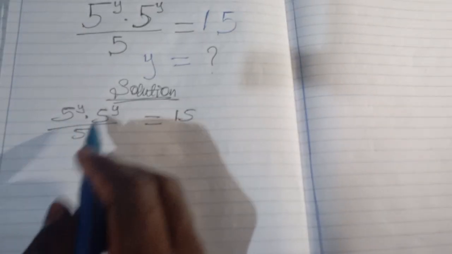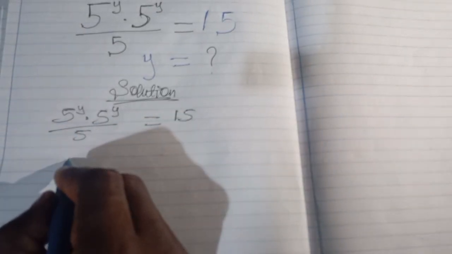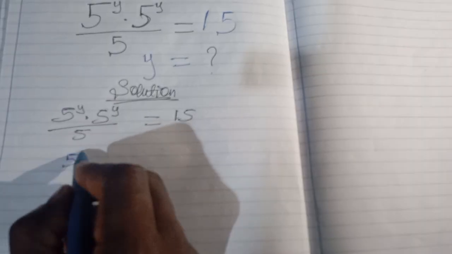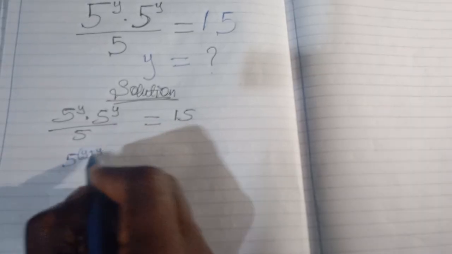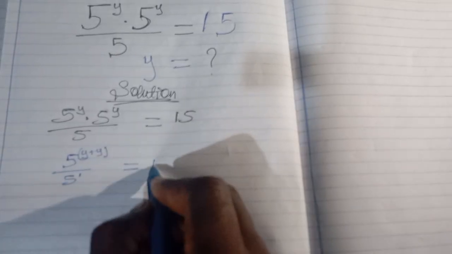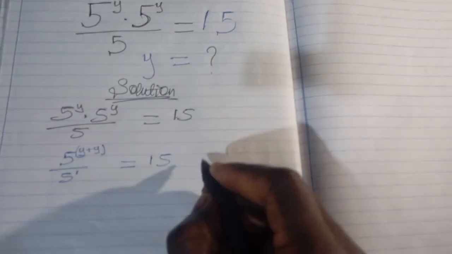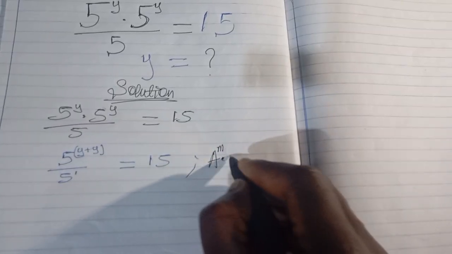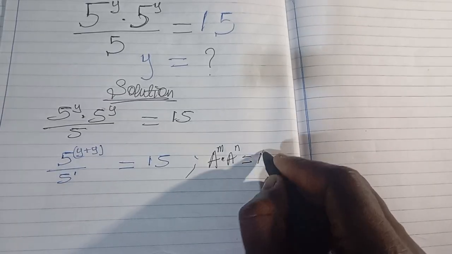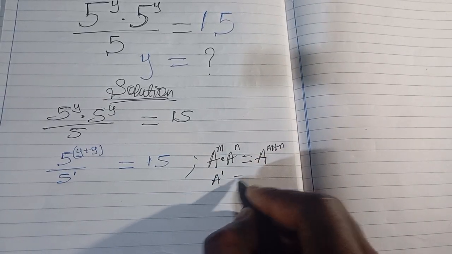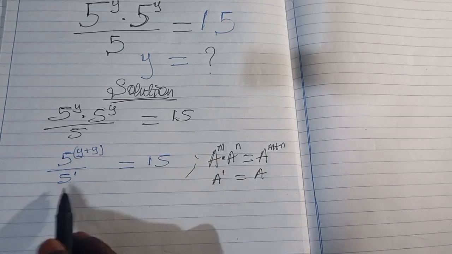5 raised to power y multiplied by 5 raised to power y is the same as 5 raised to power y plus y, all divided by 5 raised to power 1 equals 15, because a raised to power m multiplied by a raised to power n will give you a raised to power m plus n, and a raised to power 1 is the same as a. So let's take our a as this one.